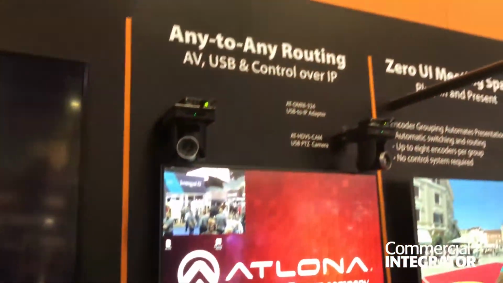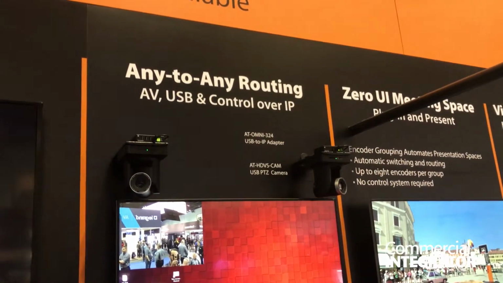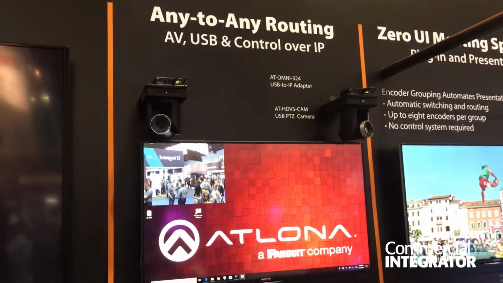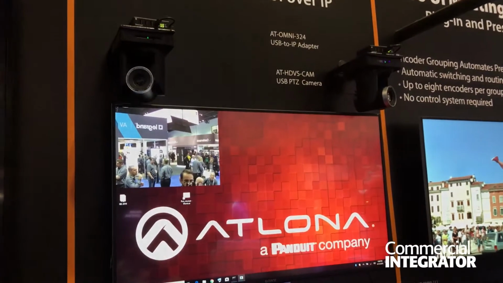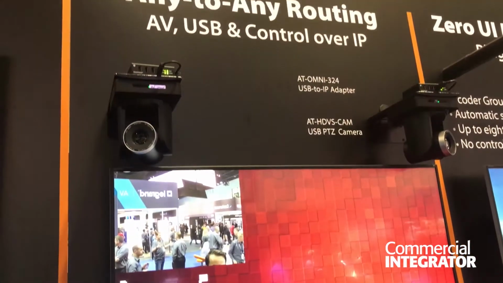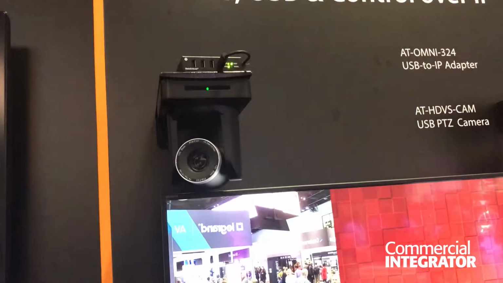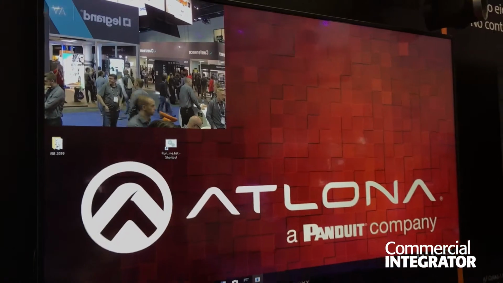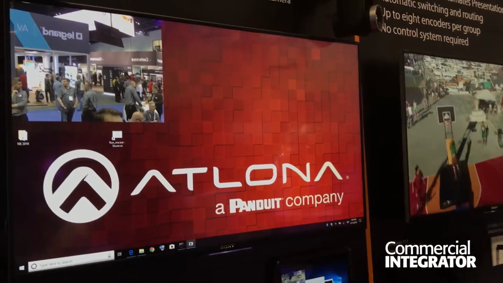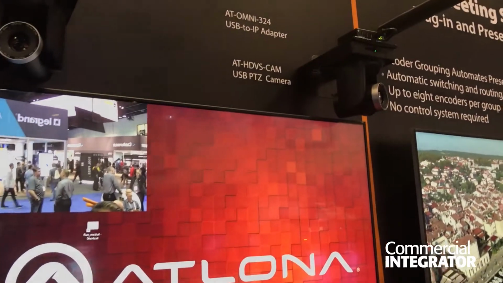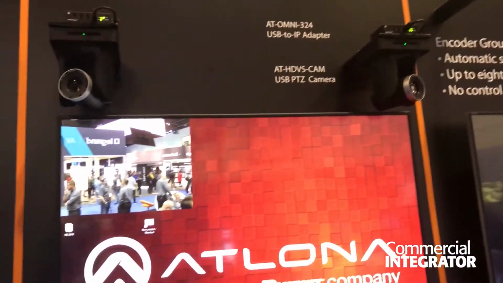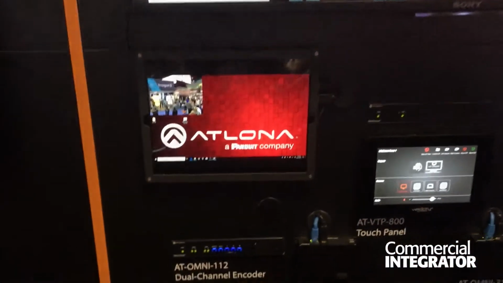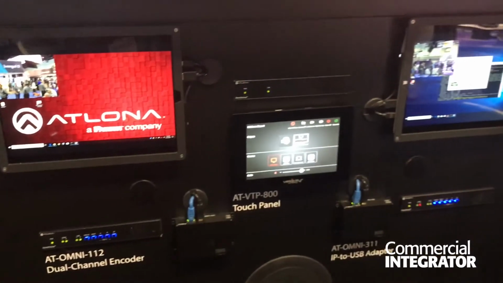Our next room is all about what we call our any-to-any routing. In this room we're demonstrating how easy it is to take multiple laptops with HDMI outputs as well as USB capability. So these 2 USB pan-tilt zoom cameras, the HDVS cameras, are running USB through our IP to USB devices. So again, all running over the same network with the same OmniStream products, making it very easy for customers to walk in, bring their laptop in, and have control over the cameras in the room, as well as being able to send those images on up to the screen.